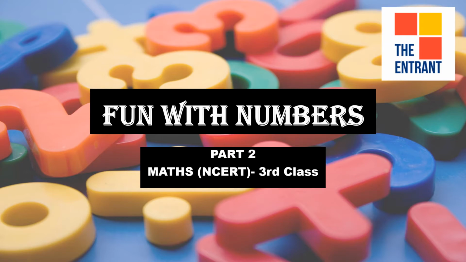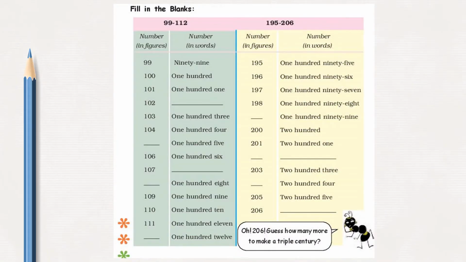This is the second video of the second chapter of class 3rd NCERT Maths, that is Fun with Numbers. Having covered half the topics in the previous part of this chapter, we will now move forward with seeing how the counting after 100 goes. We will also discuss the number names for the same.